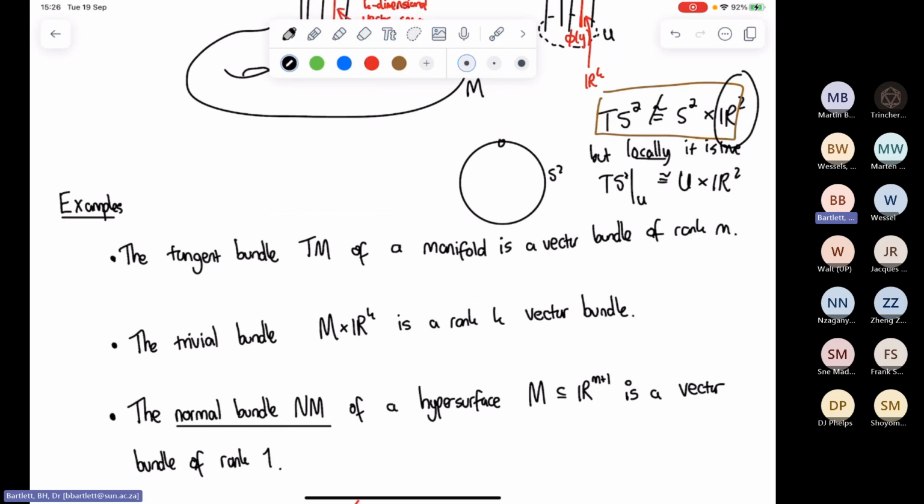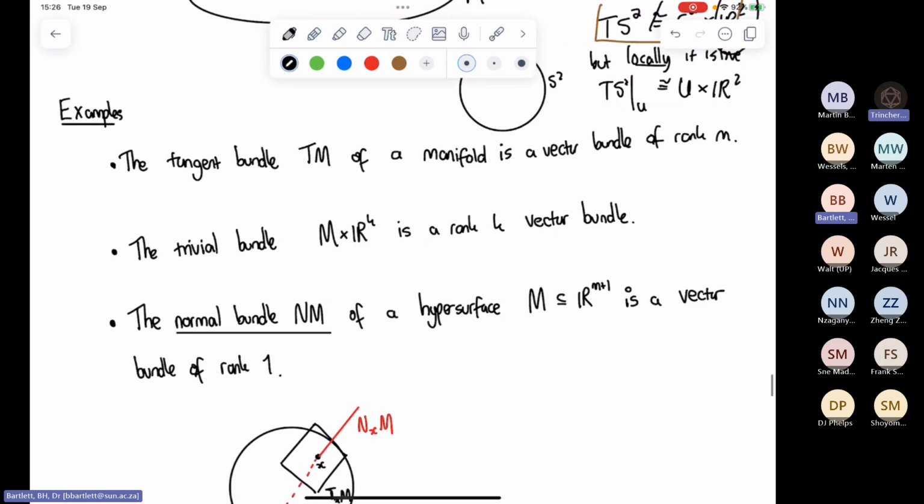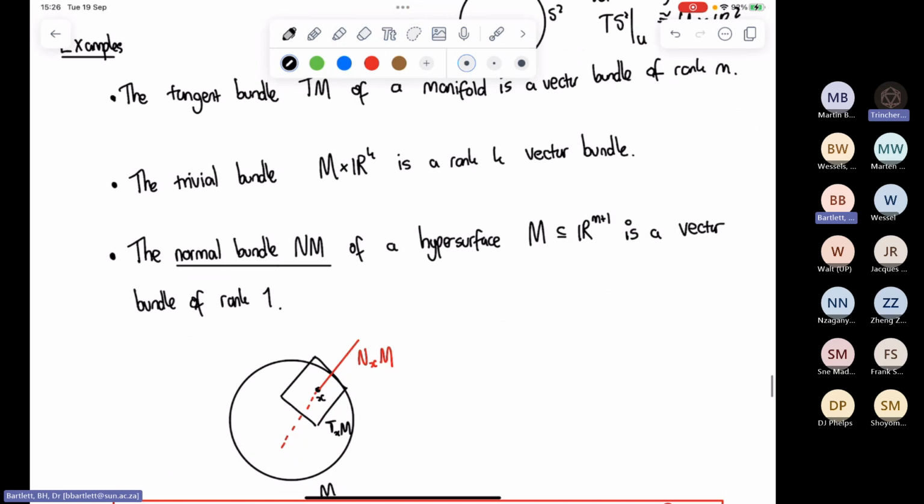Another example I just want to mention quickly is the normal bundle of a hypersurface in R^(m+1). That's going to be a bundle of rank 1. So here's an example. I've got some M living inside one dimension higher Euclidean space. So for example, the two sphere living inside R^3.